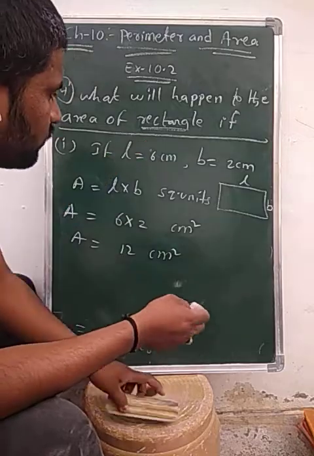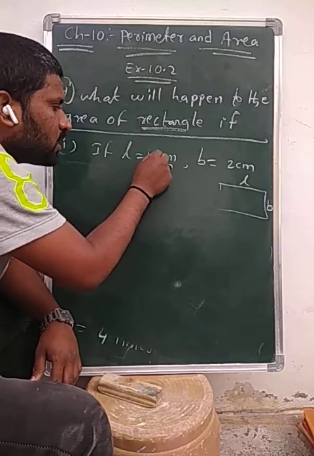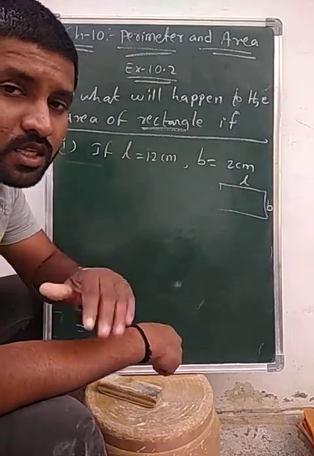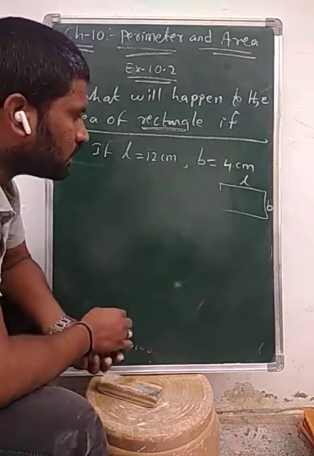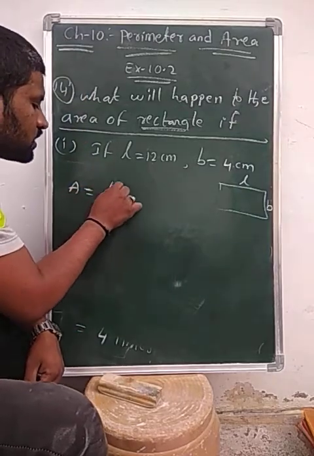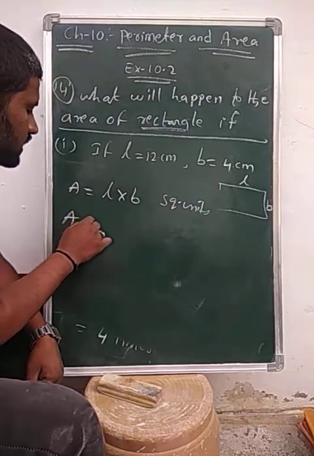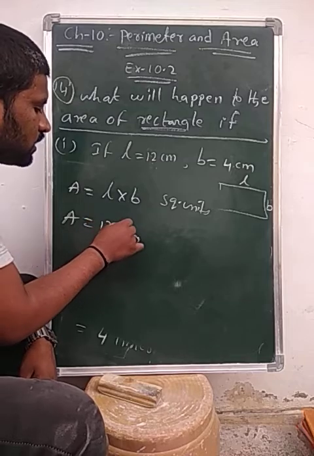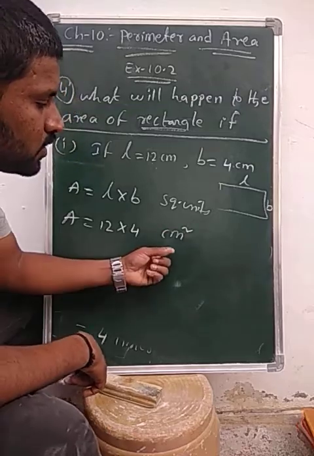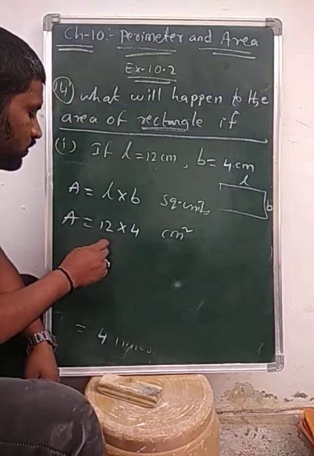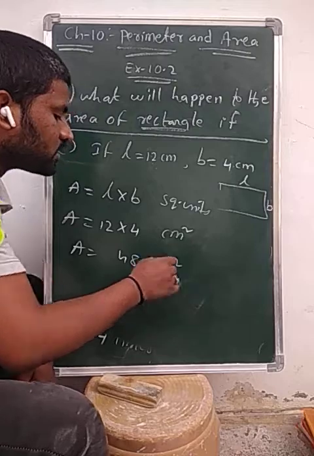Now if length is doubled, what happens? 6 doubled becomes 12. Next, 2 doubled is 4. Now see its area. Area is equal to length into breadth in square units. Length is 12, breadth is 4. Units are centimeters, so square centimeters. 12 4s are 48 square centimeters.